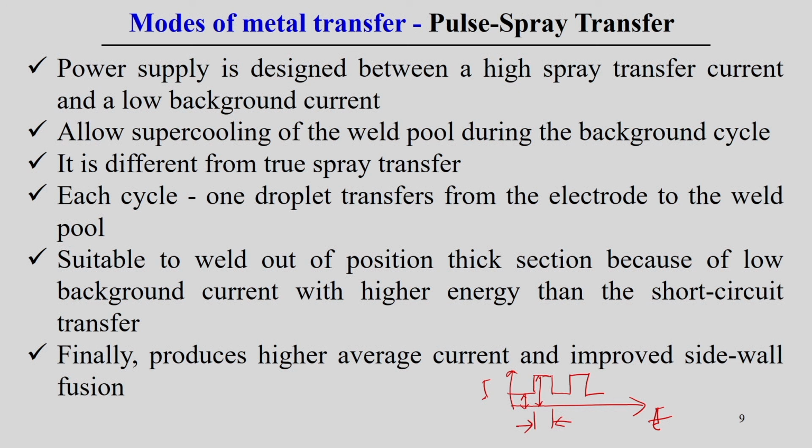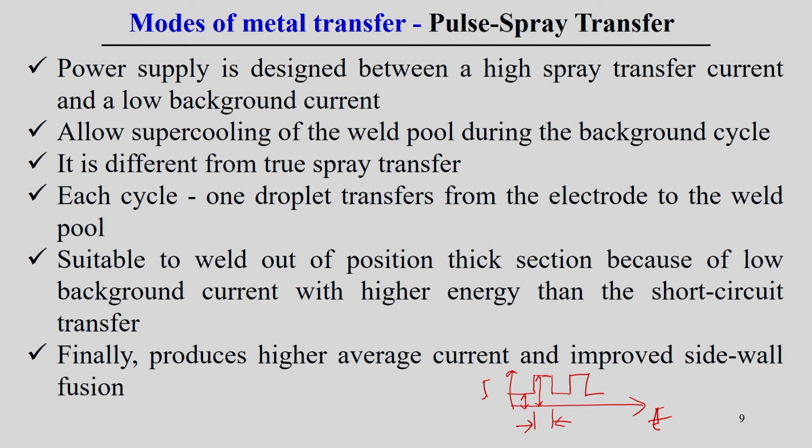Accordingly, the pulse is designed in such a way. Now, this kind of metal transfer is suitable for out of position welding and very thick sections. It is very important because the low background current, together with the higher energy, makes it usable in these cases to handle out of position and very thick section material. The background current has a particular role in cooling the material. That is why it is very useful in out of position welding.